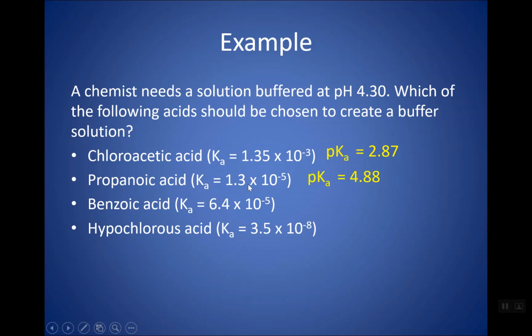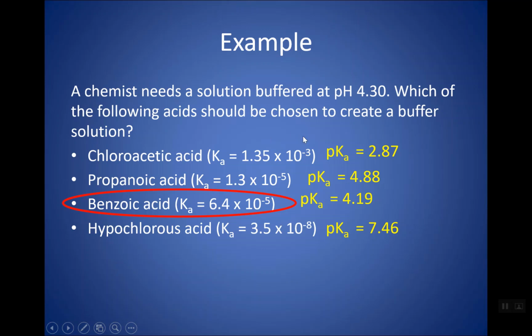So we said to be an optimal buffer, we want the same concentrations of the acid and conjugate base or vice versa. So we want pH to be as close as possible to pKa, so the closest one possible would be benzoic acid. If you wanted to save some time, rather than doing all these out and doing the pKa of all of them, you could do 10 to the negative 4.3 and see which one of these is closest to that number. But this is the way I probably would do it.